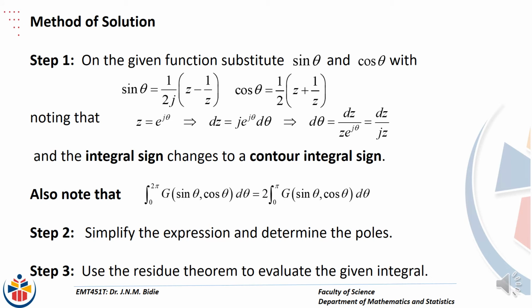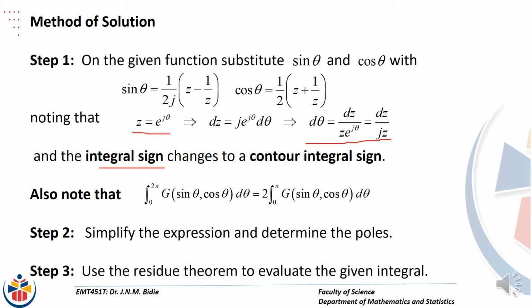Step 1, into the integrand, substitute where necessary sine theta, cos theta, as well as d theta, noting that we're taking it directly from the derivative of z equal to e to the power j theta. So therefore d theta is equal to dz divided by jz. Note also to change the integral sign.